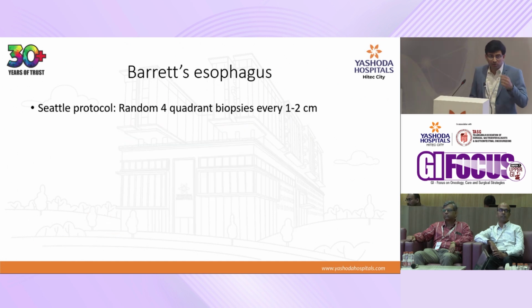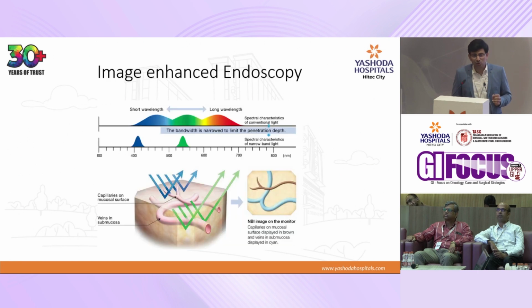Also, taking multiple biopsies is a cumbersome process. For example, the guidelines recommend in Barrett's esophagus 4 random biopsies for every 1 to 2 centimeters, and adherence to these practical guidelines is very low even among gastroenterologists. So here comes the role of image enhanced endoscopy. What is image enhanced endoscopy?